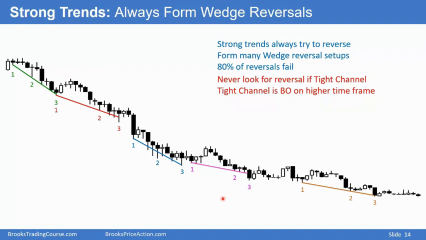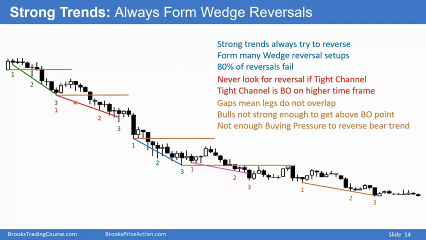Never look for a reversal when the channel is tight, because a tight channel is a breakout on a higher time frame chart. If this is a 5-minute chart and you look at a 15-minute chart, it'll be simply a series of big bear bars closing on their lows. And you do not want to be buying if every bar is a big bear bar closing on its low.